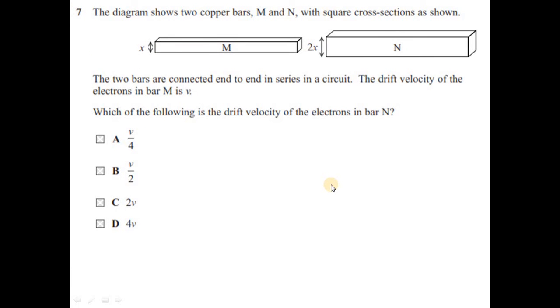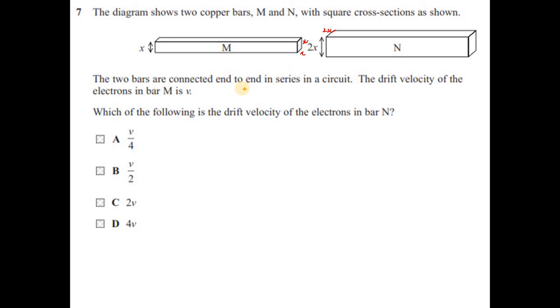Question number 7. The diagram shows two copper bars M and N with square cross sections as shown. So this is M, cross section is X, and this is 2X, these are the square cross sections. Square means the length is X and this is also X. This is 2X, it will be also 2X.